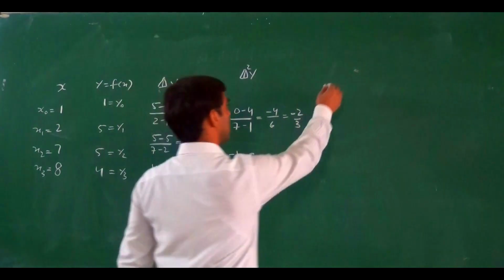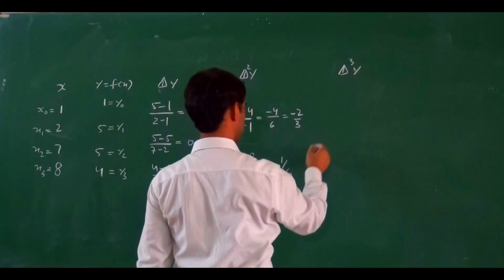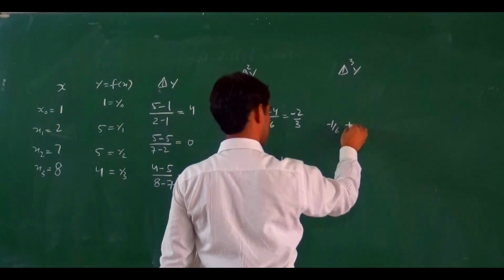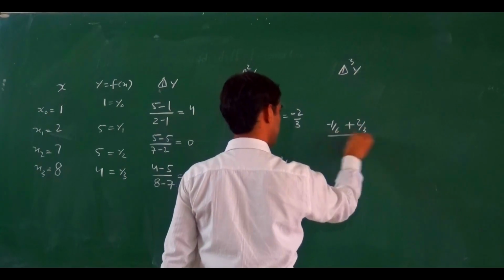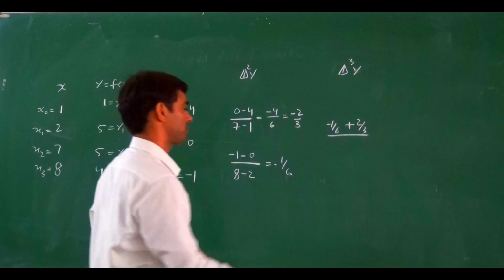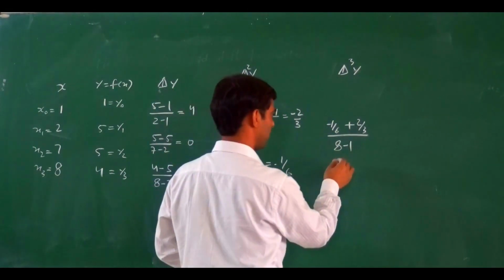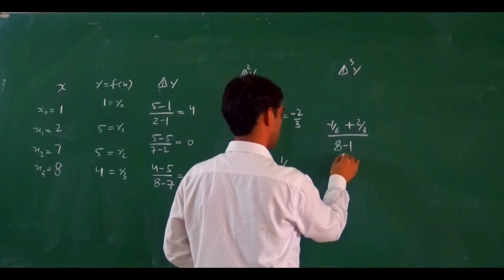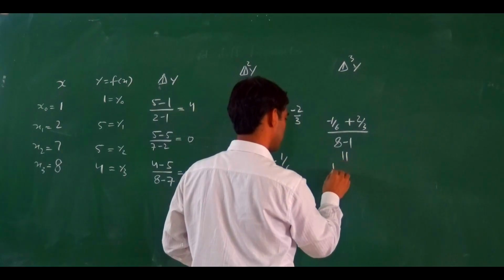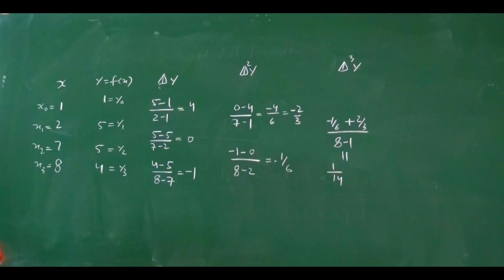So what is the third order divided difference? Third order divided difference is minus 1 by 6 minus, which becomes plus, 2 by 3, divided by 8 minus 1. I have already calculated the value for this one, and it is 1 by 40. So this is how we construct the divided difference table.